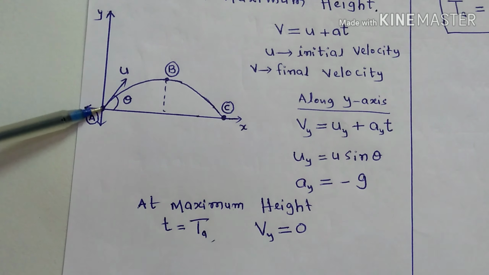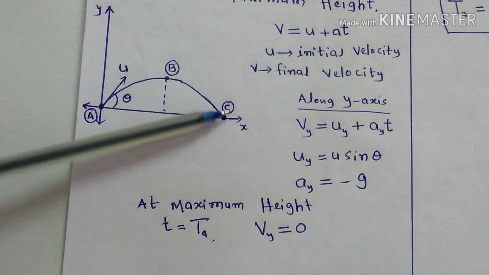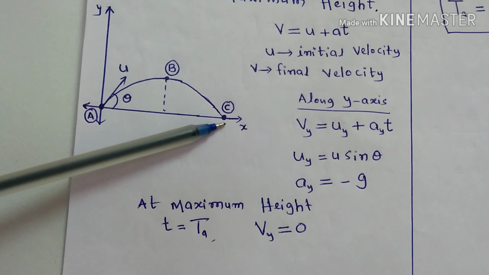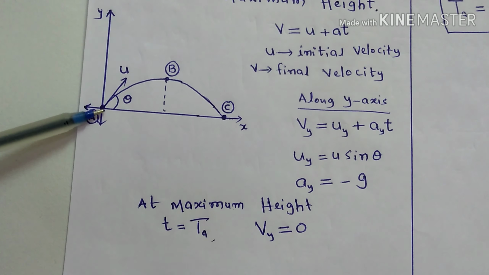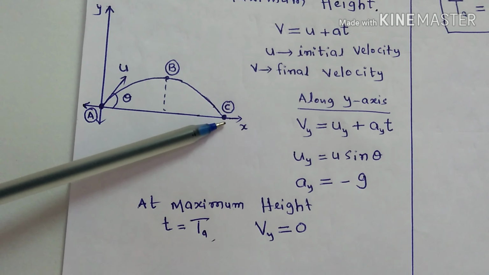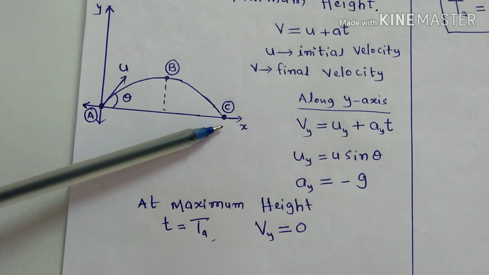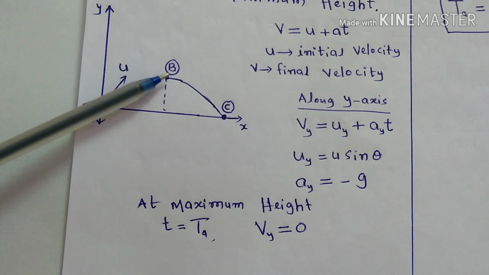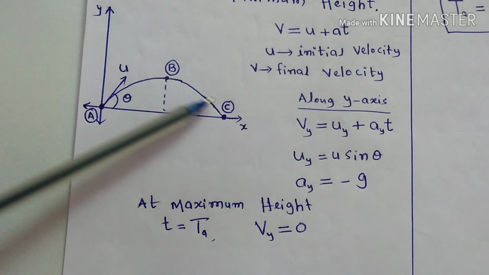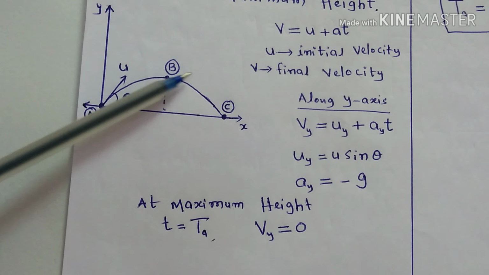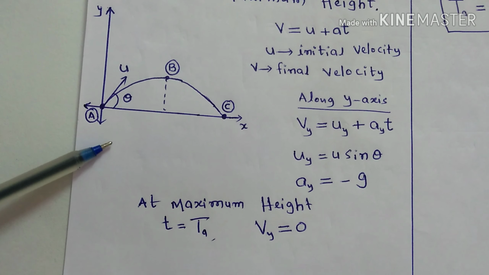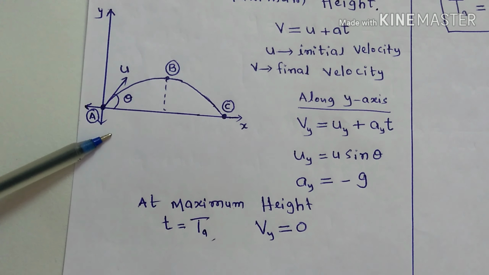So it is starting from y coordinate 0 and it is landing back again at y coordinate 0. Means initial y coordinate yi and the final y coordinate yf is 0. You got it, no? And time of descent means time taken by the particle to move from B to C. This is from maximum height to ground. You understand, no? First we will solve time of flight.